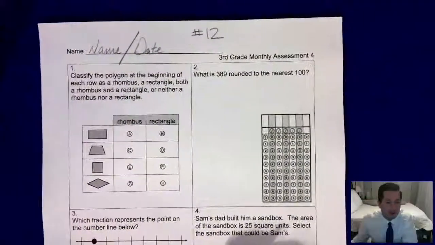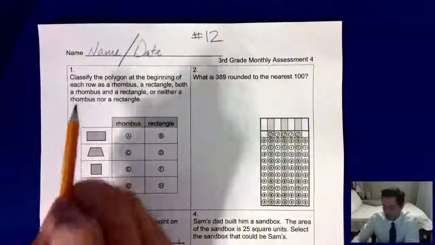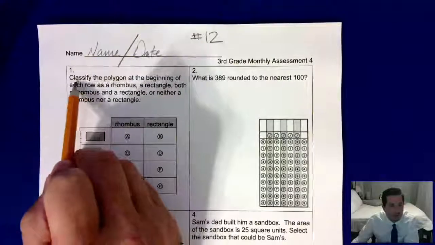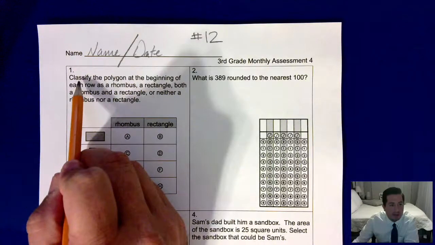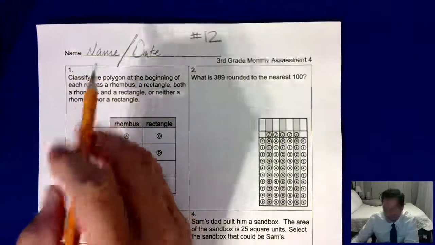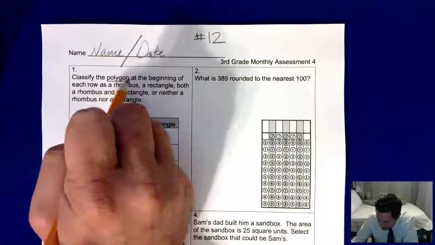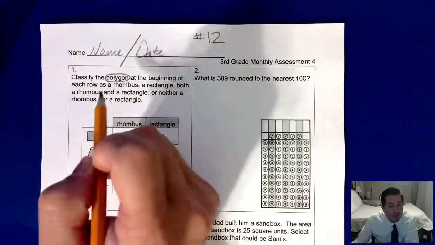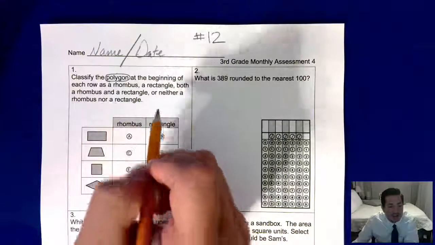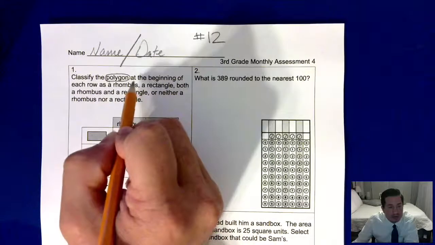We are on number 12. So first we have to classify, which just means kind of like identify or name. Name the polygon. Remember, a polygon is a 3 or more sided shape with straight lines that is closed and it's flat.